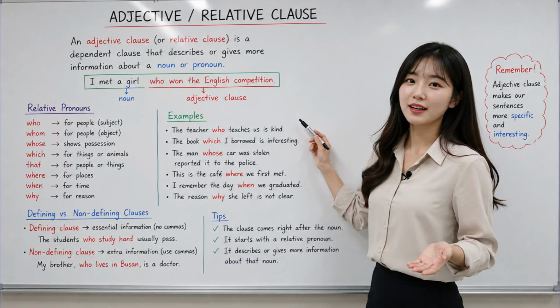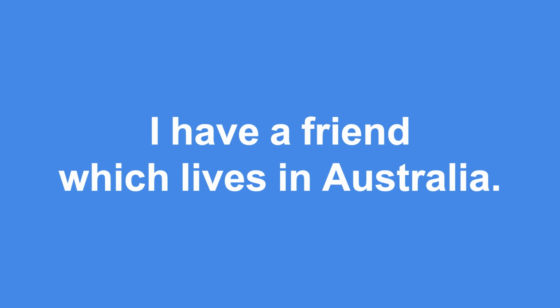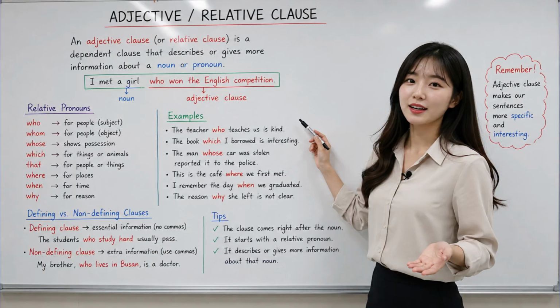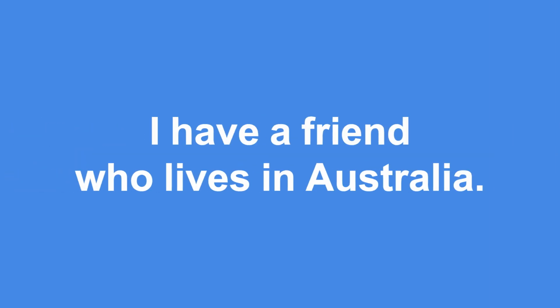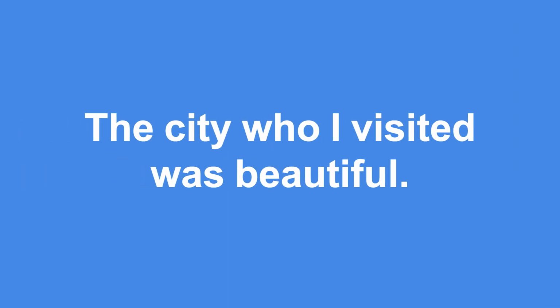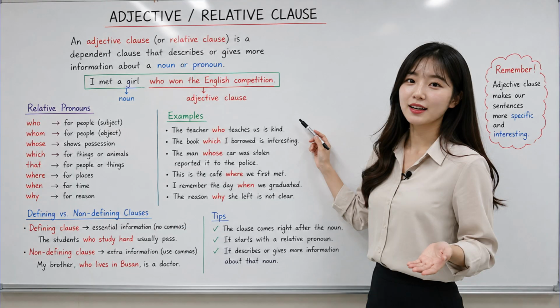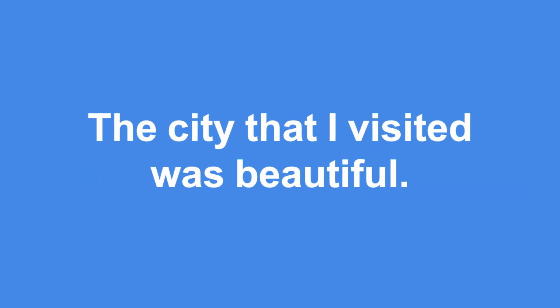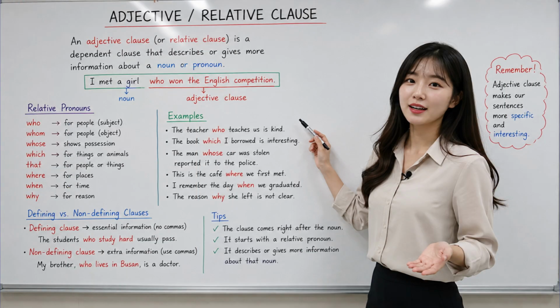Common mistakes. Many English learners make similar mistakes. For example, some students say, I have a friend which lives in Australia. This is incorrect because which is used for things, not people. The correct sentence is, I have a friend who lives in Australia. Another mistake is saying, the city who I visited was beautiful. The correct sentence is, the city that I visited was beautiful. Be careful to choose the correct relative pronoun according to whether you're talking about a person, a thing, a place, or a time.